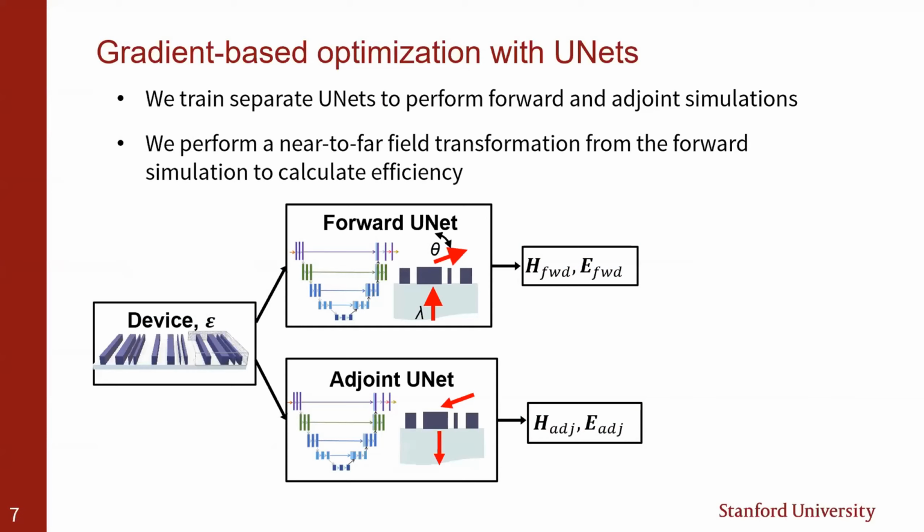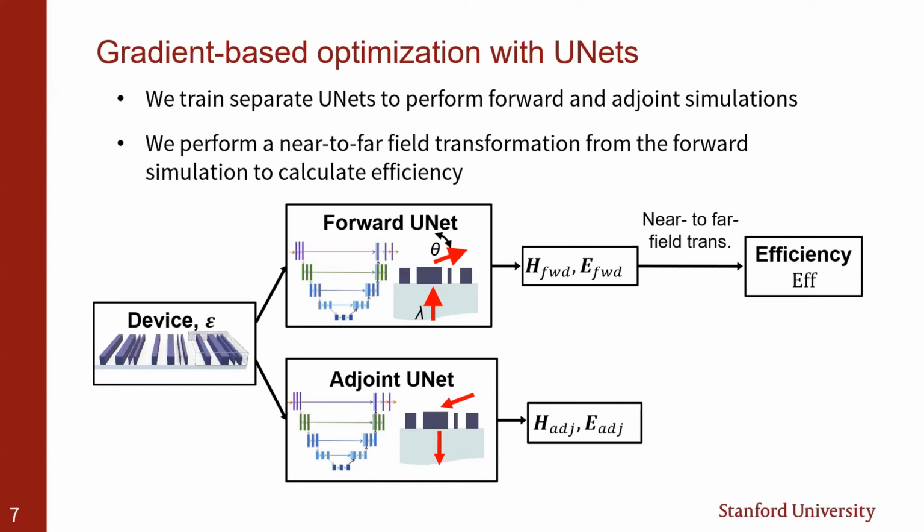To perform the topology optimization, we first train two separate units. One predicts the forward field, another predicts the adjoint field. And then we perform a near to far field transformation from the forward simulation to calculate the efficiency, which is defined as the power in the output direction over the total incident power.